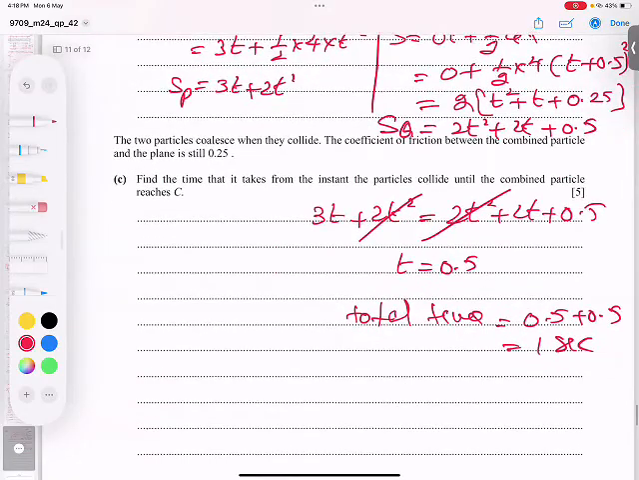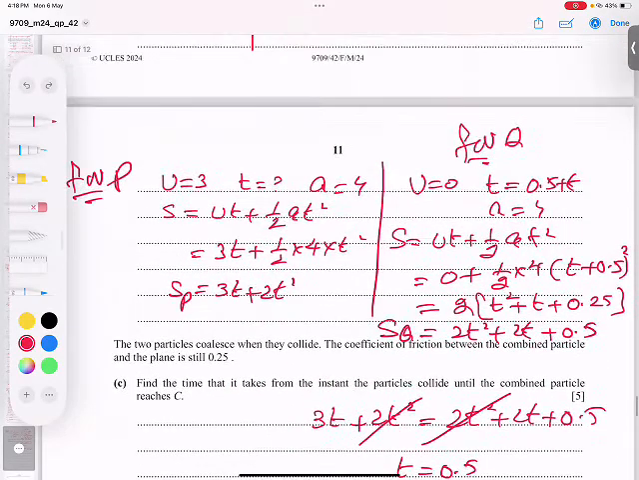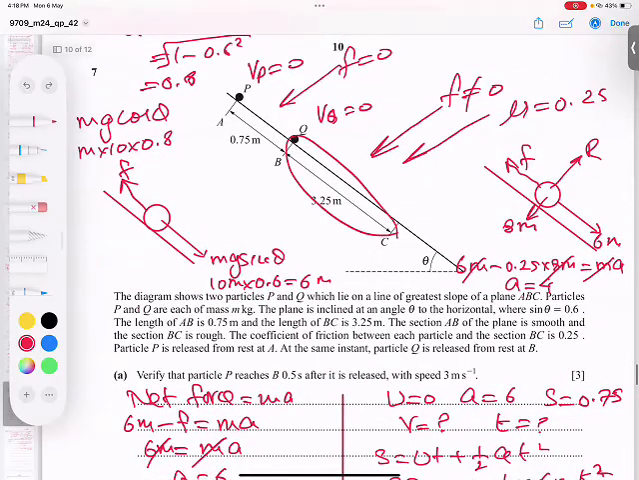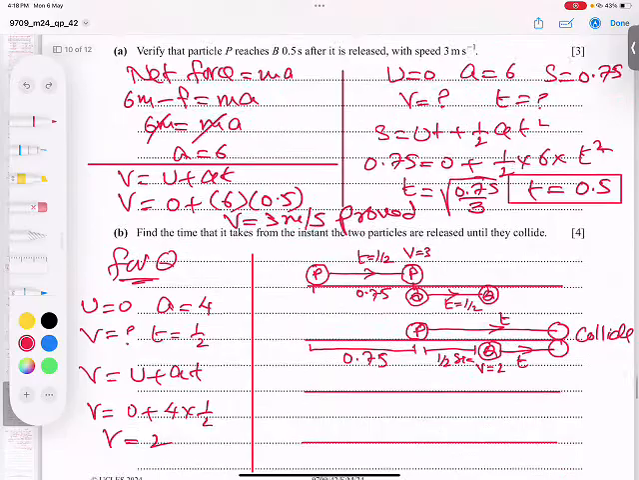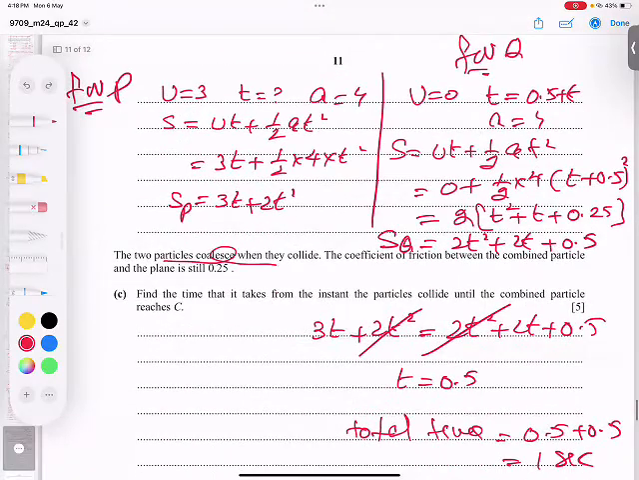And let's talk about the two particles colliding. After the collision, the coefficient of friction between the combined particle is the same. Find the time it takes from the instant the particles collide until the particle reaches C. So it means we have to consider C also. First of all, we want to know that it is in the middle somewhere where it will collide. So what is the plan of action? How can we start? The two particles collide.